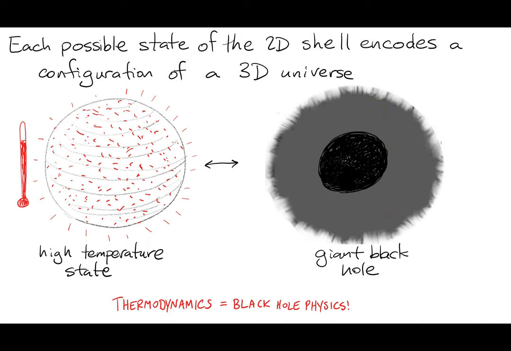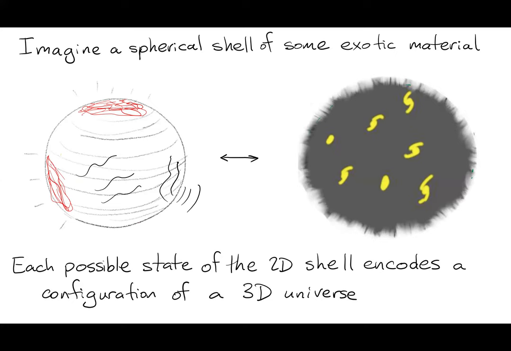And then you could have something more complicated where you have some of these ripples and some energy here and some energy here, and then that would somehow encode the physics of maybe some black holes and some gravitational waves and some stars and some planets. So this is the way that it works.